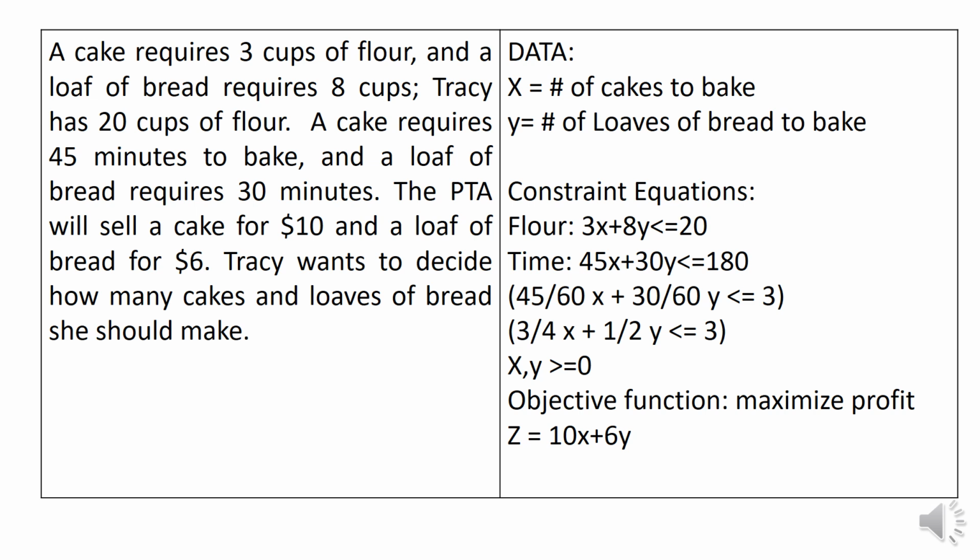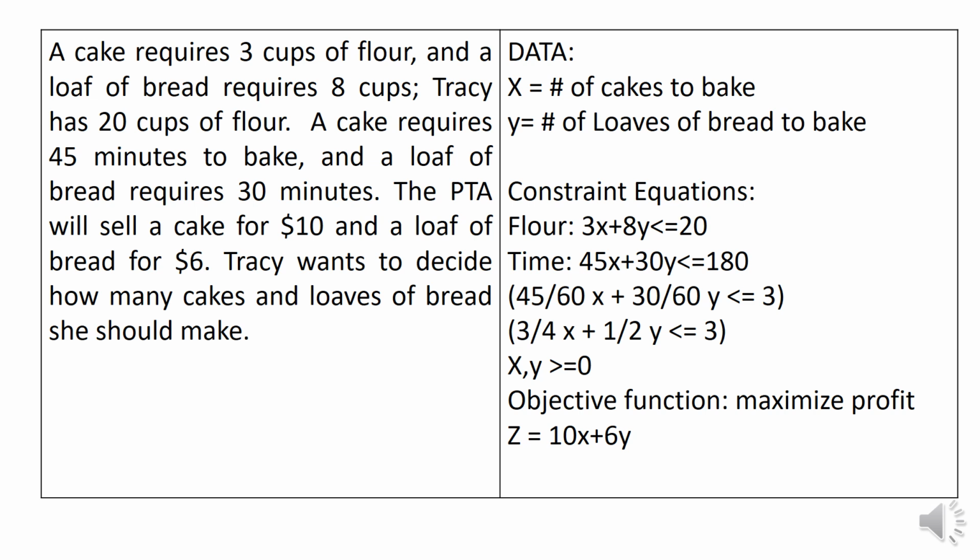When you simplify it, 45 and 60 both will be divided by 15, so 3 by 4 would be here. If you divide 30 and 60 by 15, 1 by 2 would be here, and this equation would be like this. Remember, the non-negativity constraint will always be there with every constraint.